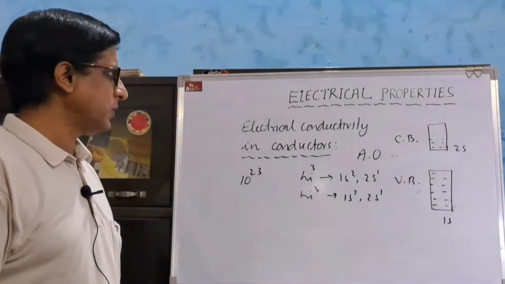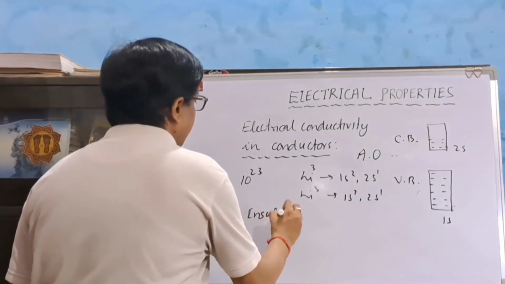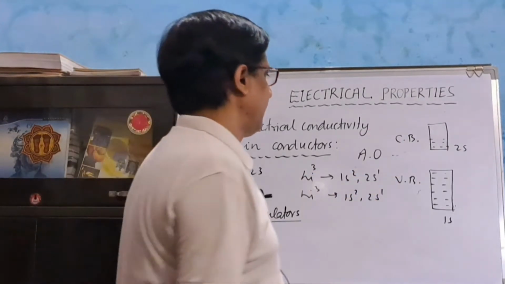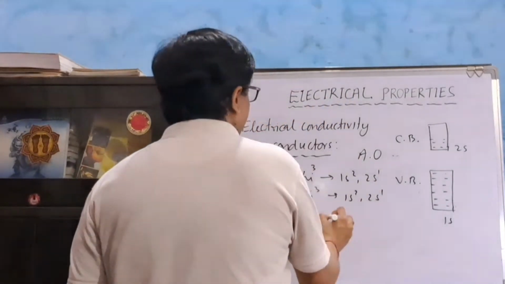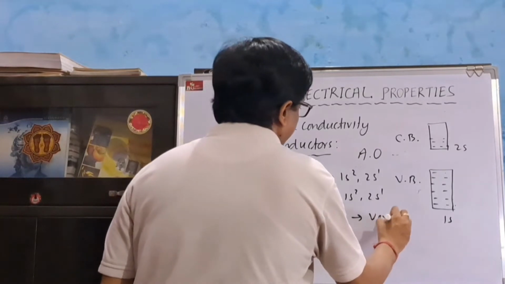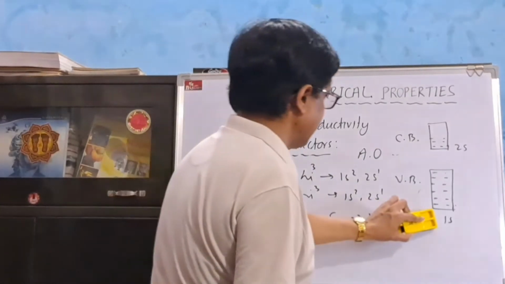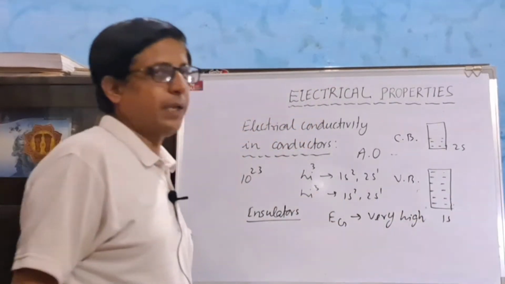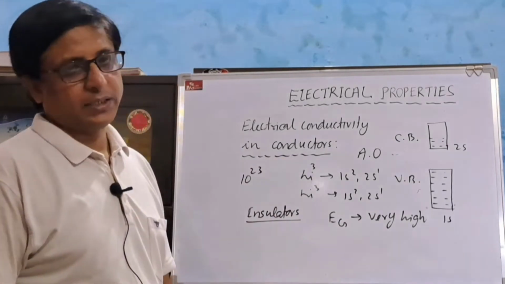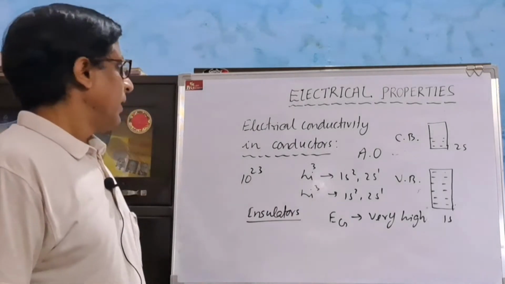But in case of insulator, the energy gap between valency band and conduction band is very high. So electrons cannot move from valency band to conduction band even at very high temperature. So they do not show electrical conductivity or show very poor electrical conductivity.